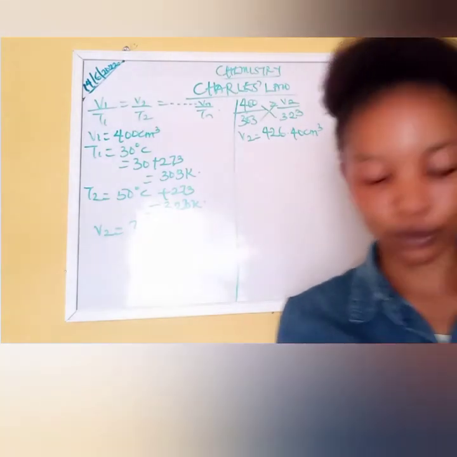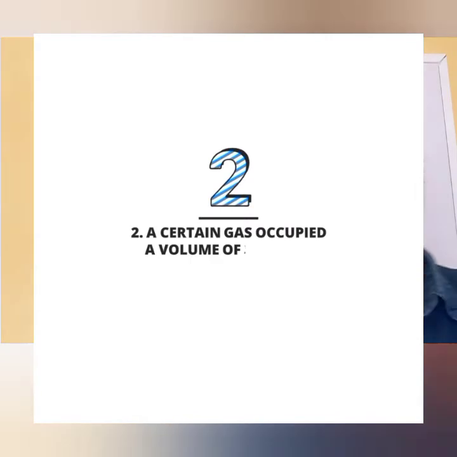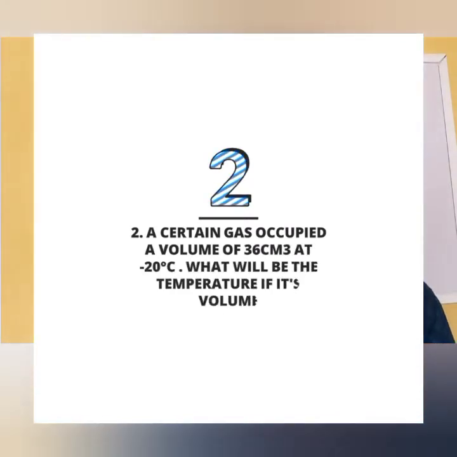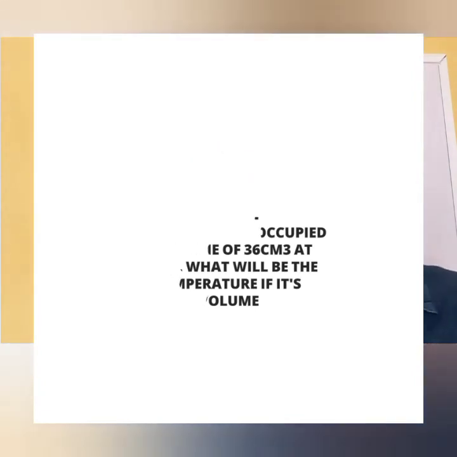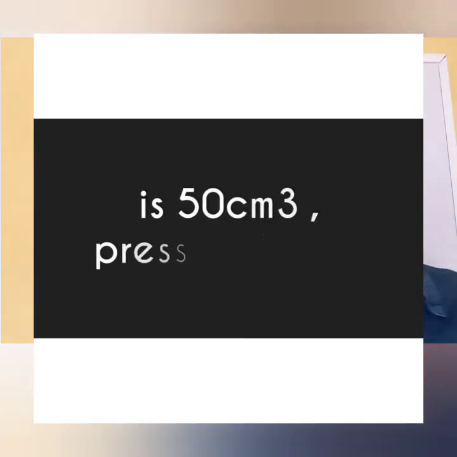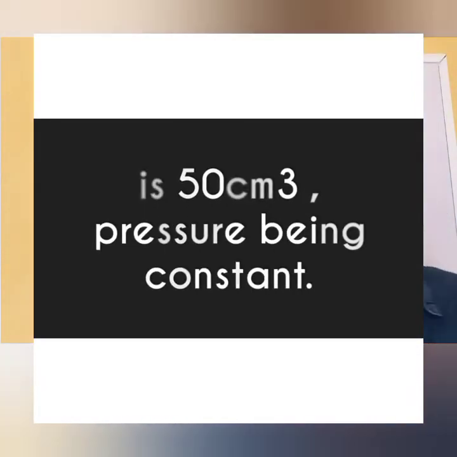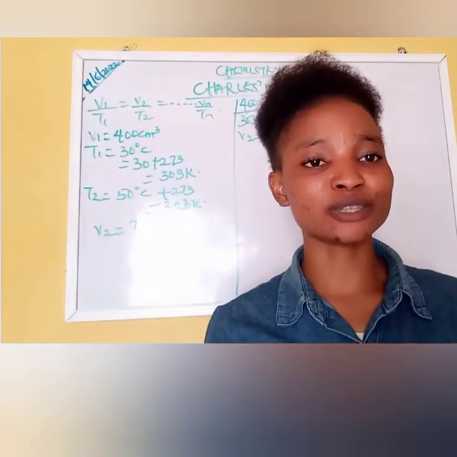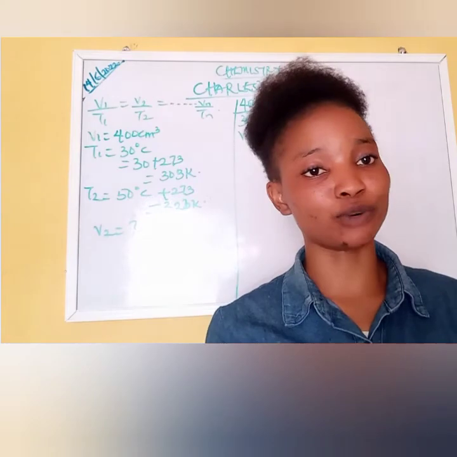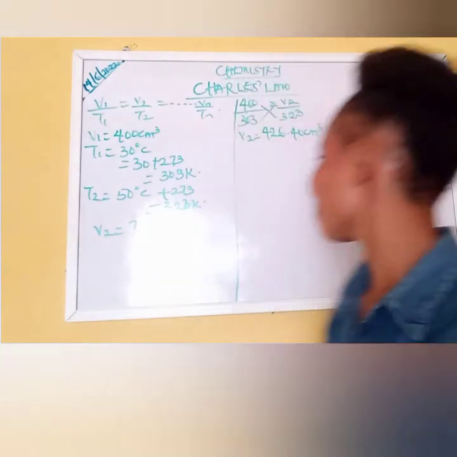So number 2, a certain gas occupied a volume of 35 centimeter cube at minus 20 degrees Celsius. What will be its temperature when its volume is 50 centimeter cube? Pressure is constant. We'll still need Charles' law because everything I was given there is volume and temperature.